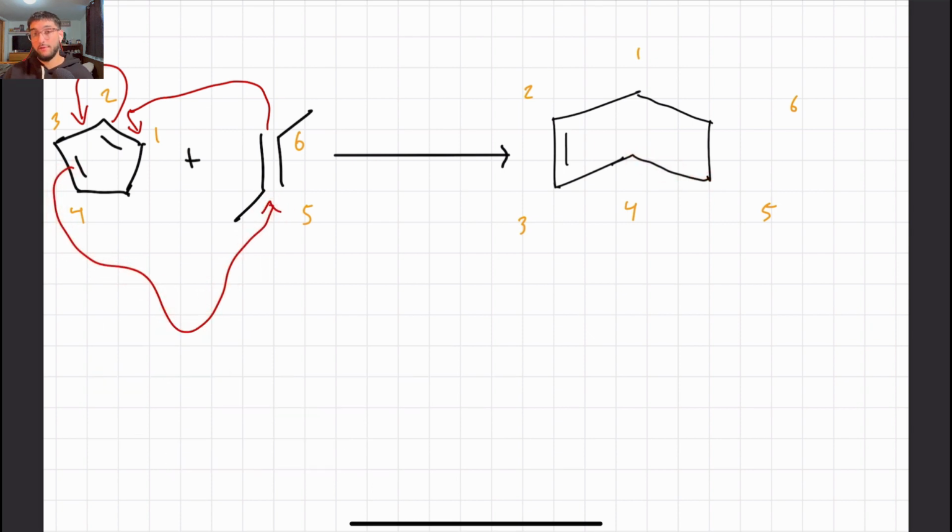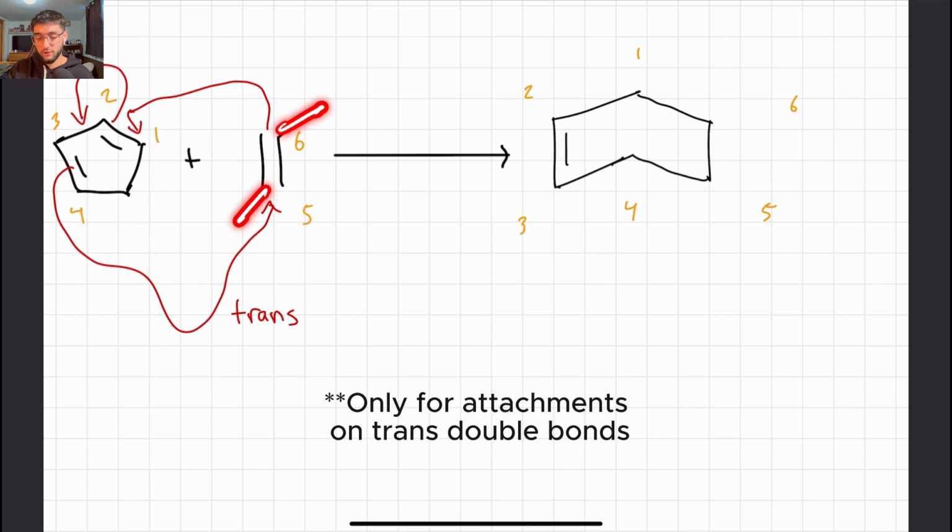Okay, now we have to worry about the attachments. So we have 3 carbons unaccounted for, or 3 attachments. So let's start with the diene file first. This double bond is going to be a trans double bond, meaning that the attachments on either side of the double bond, this one and this one, are facing opposite ways, going opposite directions. So their stereochemistries for this attachment and this attachment are going to be opposite to one another. So one's going to be wedge, one's going to be dash.